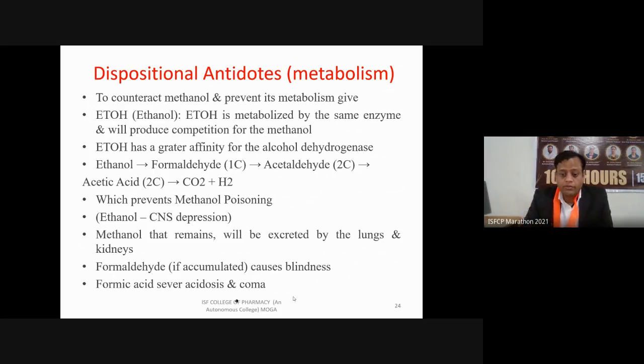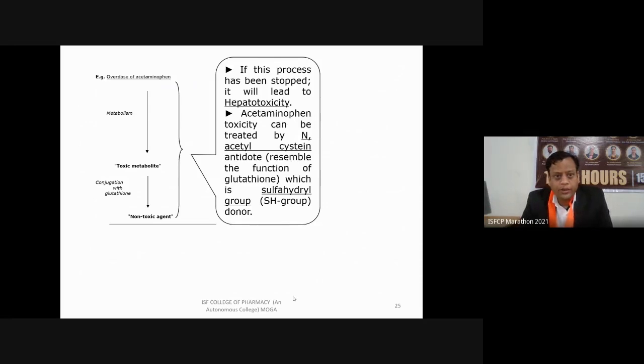In another example, we can see the overdose of acetaminophen. If an overdose of acetaminophen remains in our body, it produces hepatotoxicity. Its metabolic product has a toxic effect, but this toxic effect can be reduced by conjugation with glutathione. If we form a conjugated product of this toxic metabolite, it converts into non-toxic agents. So acetaminophen toxicity can be treated by the antidote acetylcysteine.